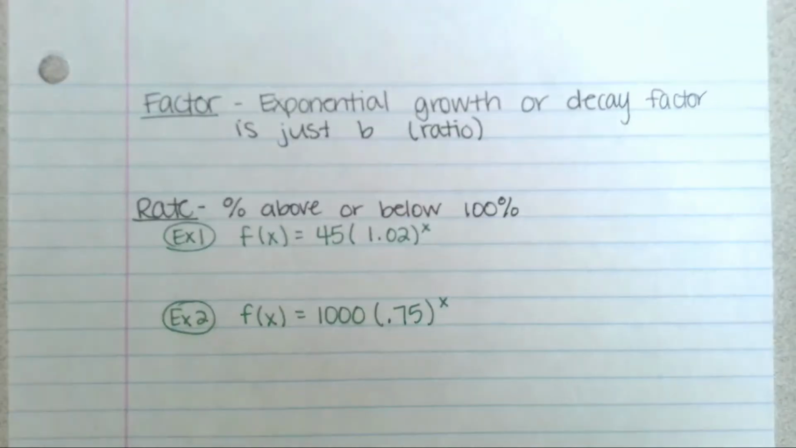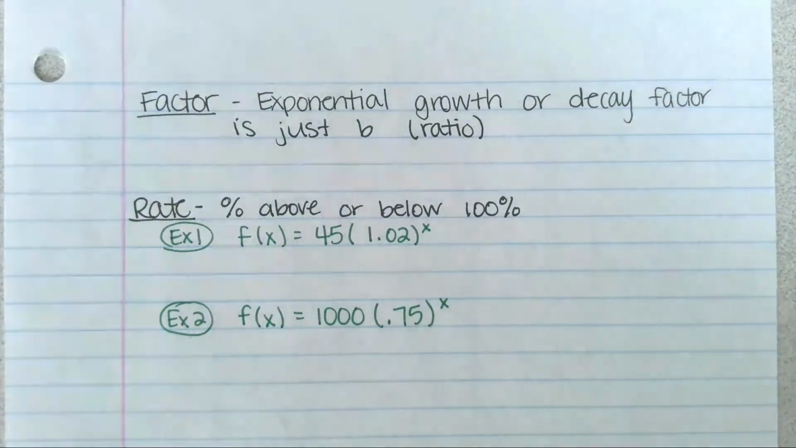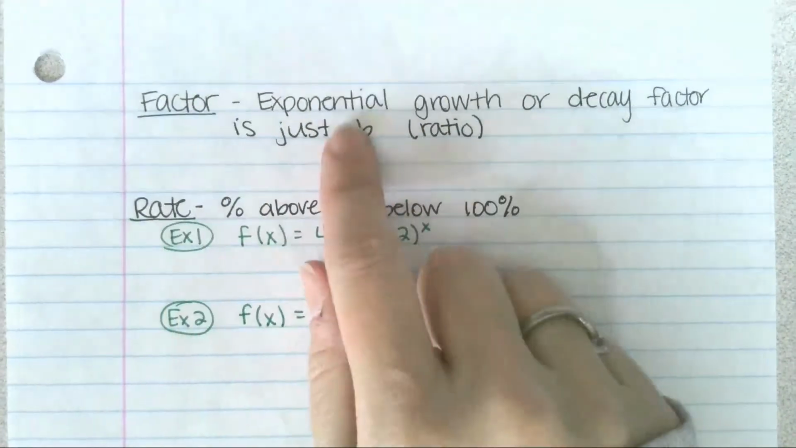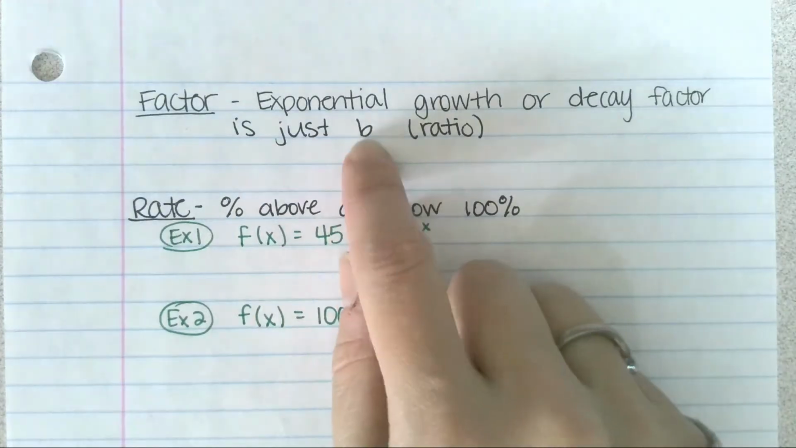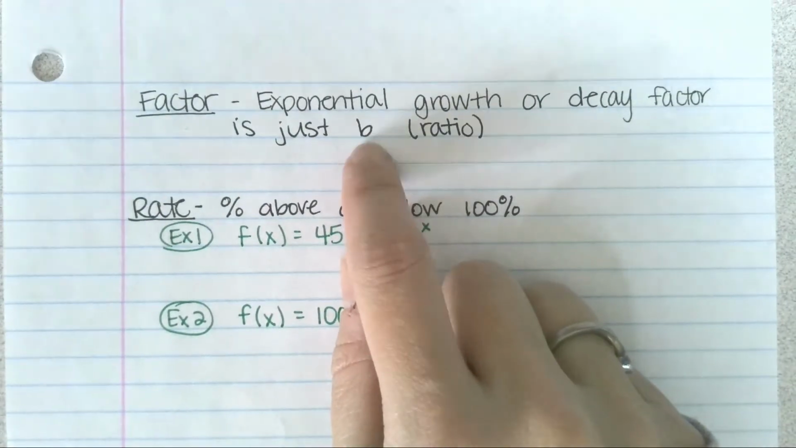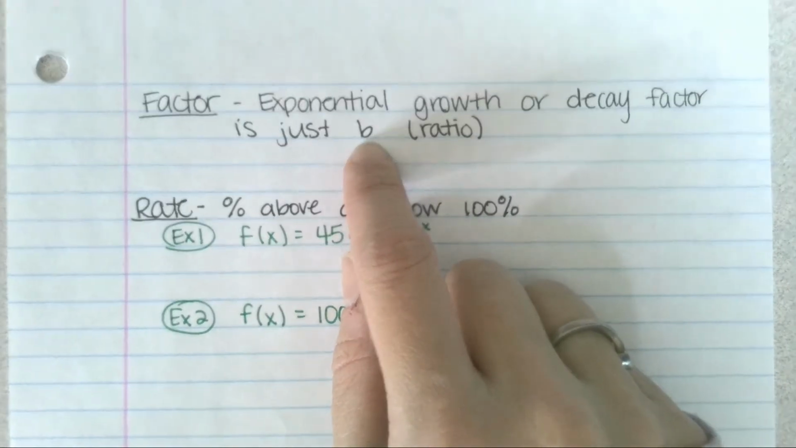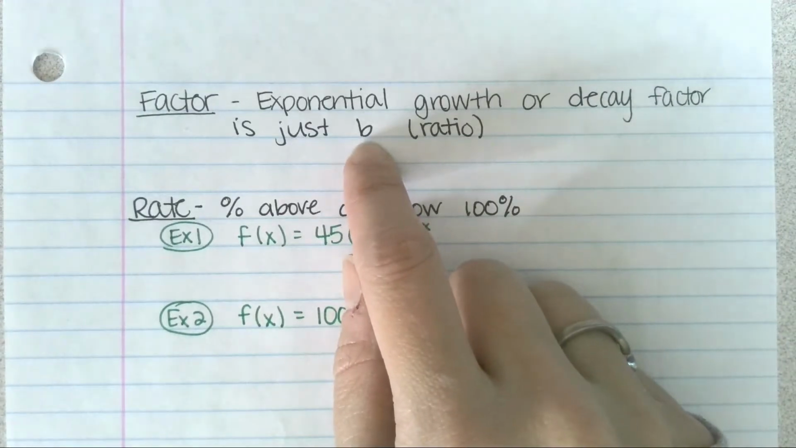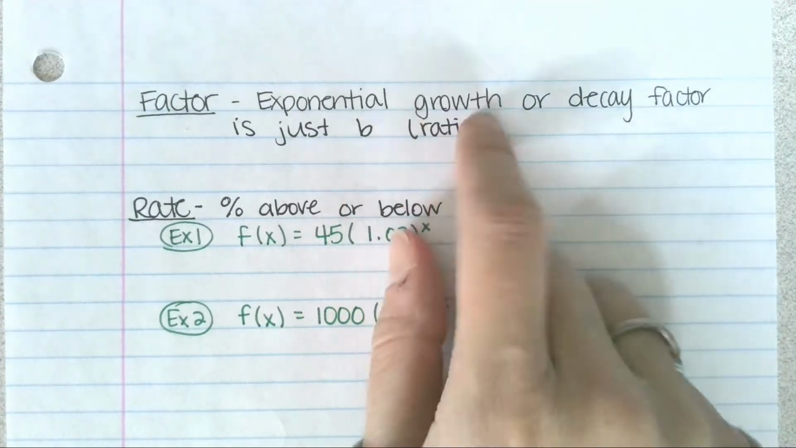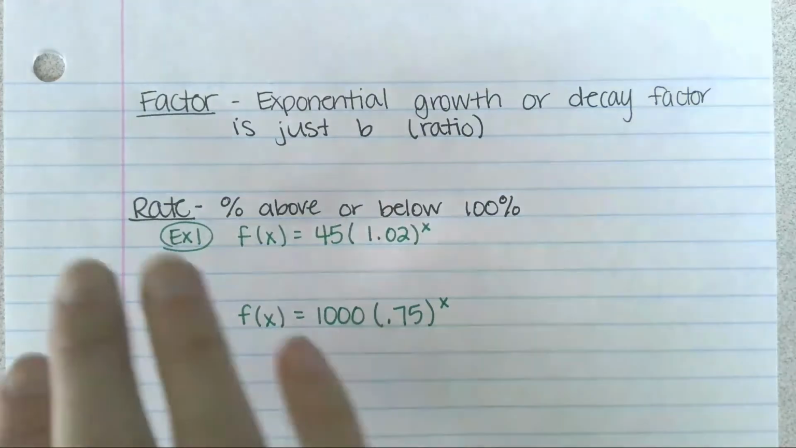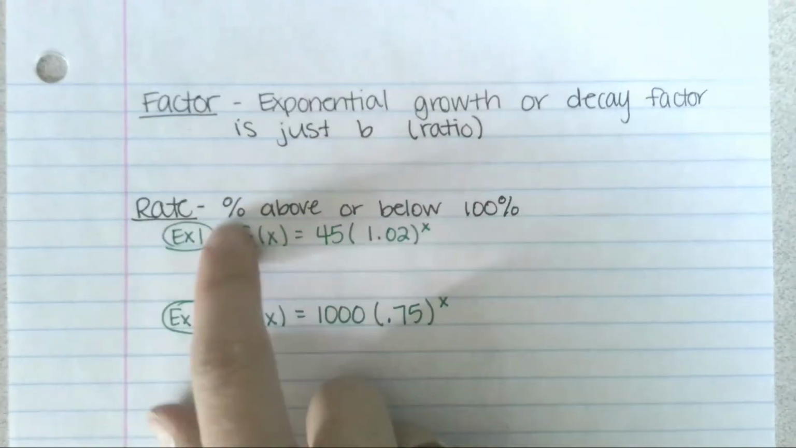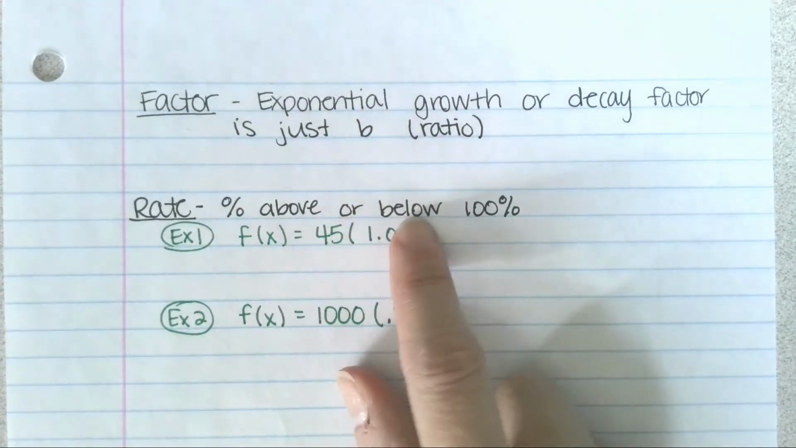Before we start today's independent practice, I just want to talk to you really quick about the difference between factor and rate. So factor is just the exponential growth or decay factor. It's just b. It's whatever is attached to your exponent x. So in f of x equals 2 to the x, your growth factor is 2. Now rate is going to be the percent that you are above or below 100%.